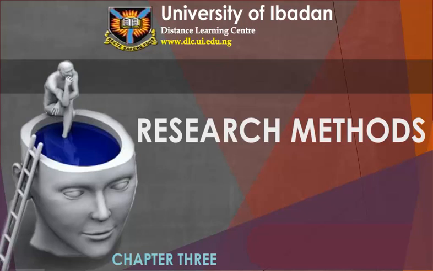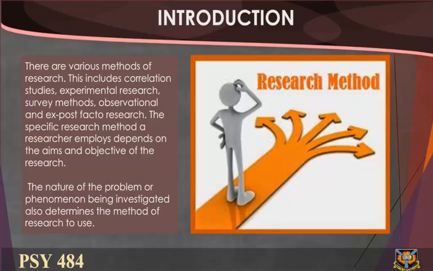Chapter 3: Research Methods. Introduction. There are various methods of research. This includes correlation studies, experimental research, survey methods, observational and ex post facto research. The specific research method a researcher employs depends on the aims and objectives of the research. The nature of the problem or phenomenon being investigated also determines the method of research to use.